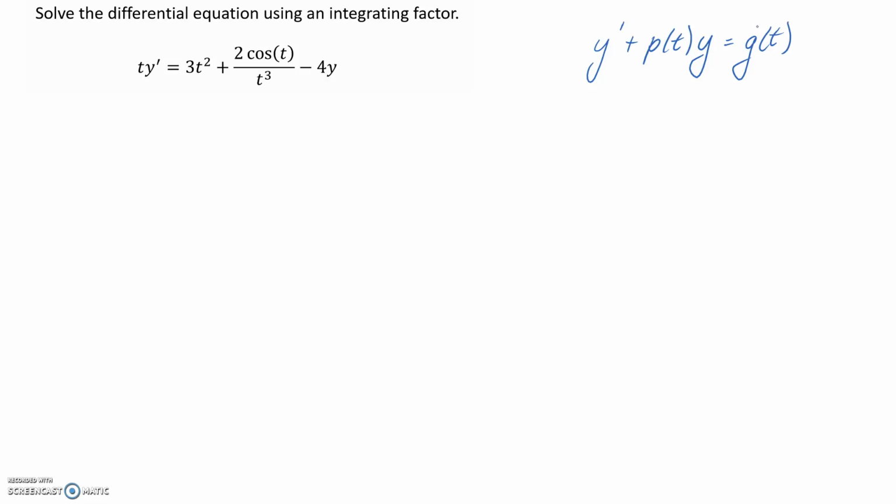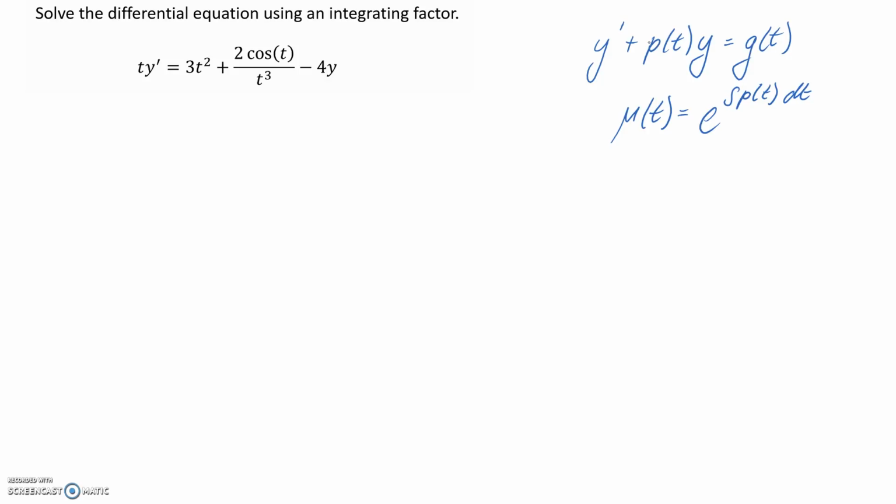So if we're able to do that, then the integrating factor that we want to use, which we give the symbol mu, is going to be equal to e to the integral of p with respect to t. So we need to just read this part out of the equation.